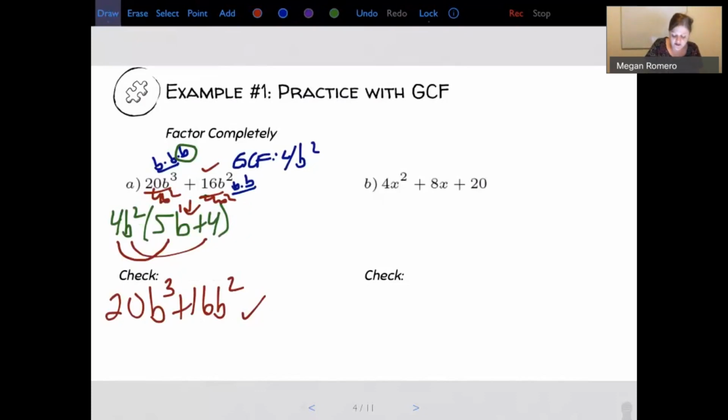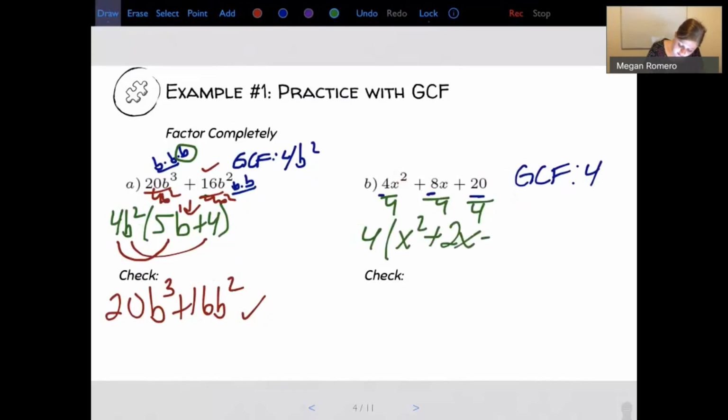Moving on to part B, 4x squared plus 8x plus 20. Our greatest common factor between our numbers, we have 4, 8, and 20, is 4. And between our variables, we have x squared, x, and then there's no x's on the end. That means we can't take any out because it's not in common. Okay, so in this case, it's like we're going to divide each of these terms by 4. So 4 stays on the outside. We have x squared plus 2x plus 5.